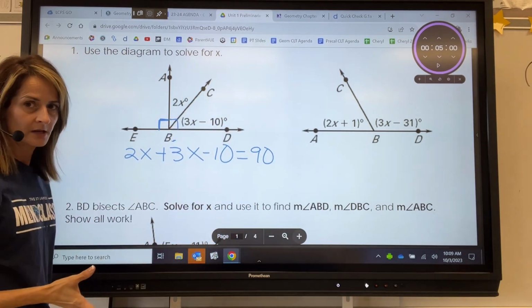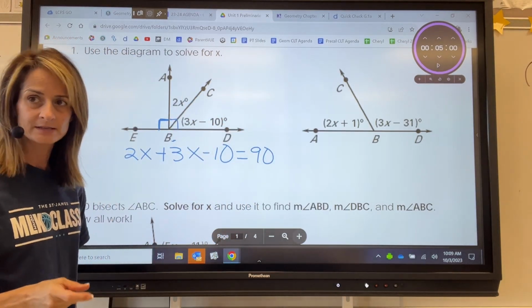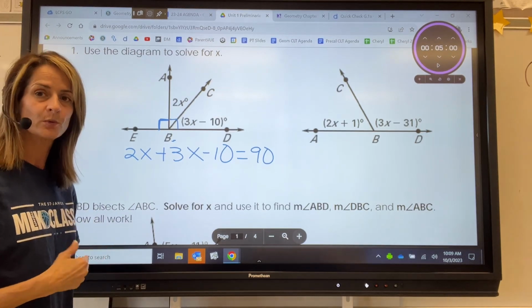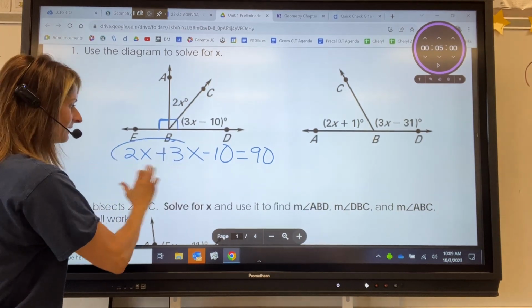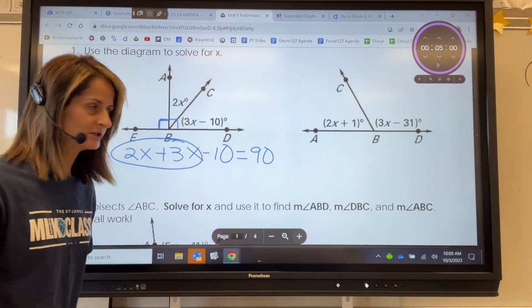Solve for x. Now we don't have to plug this one back in because the directions just say solve for x. So once we get x, we're done. That's the most important part to me. The rest is combining like terms and solving a two-step equation.